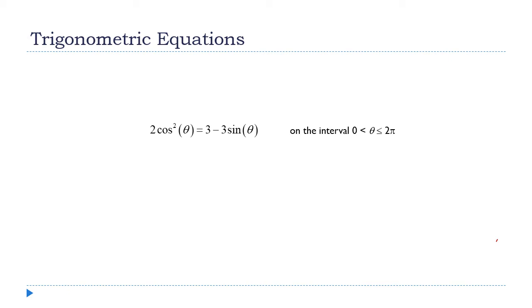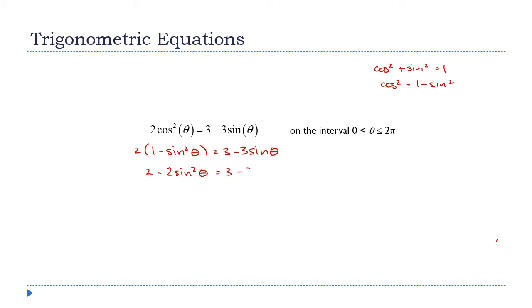Remember, we have our Pythagorean identity: cosine squared plus sine squared equals 1, which means cosine squared is 1 minus sine squared. All right, so let's put that in here. 2 times 1 minus sine squared theta equals 3 minus 3 sine theta. And it's starting to look like a quadratic one again. So this is 2 minus 2 sine squared equals 3 minus 3 sine theta.